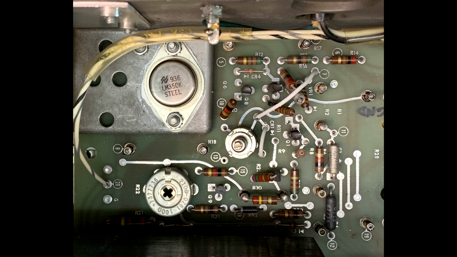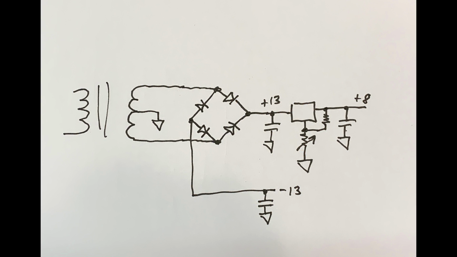I think it's good for 3 amps. So this is what the schematic looks like now. I put in a bridge rectifier and that generates plus or minus 13 volts. I'm putting the 3-terminal regulator on the plus side. And I originally thought that I could get 11 volts out of it, but I can't, and I'll show you why.